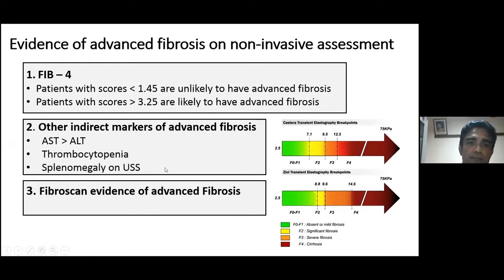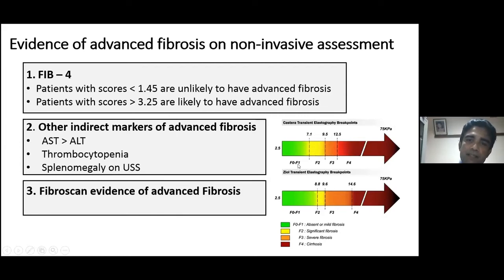Other indirect markers of advanced fibrosis: AST more than ALT, thrombocytopenia, splenomegaly on ultrasound scan of a patient with non-alcoholic fatty liver disease. FibroScan gives evidence of advanced fibrosis. However, it's not freely available in the periphery, and even in Colombo, only a few centers have FibroScan. As Mananjala explained, a liver stiffness measurement of less than 10 excludes advanced fibrosis, and more than 15 confirms advanced fibrosis. However, as you can see, even at values around 7, there can be F1 fibrosis.